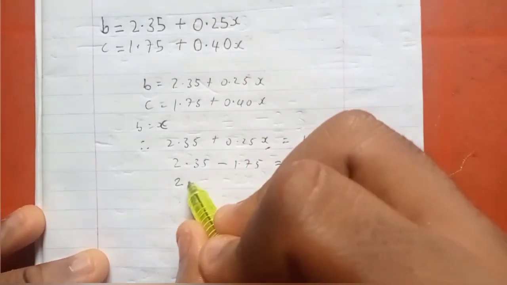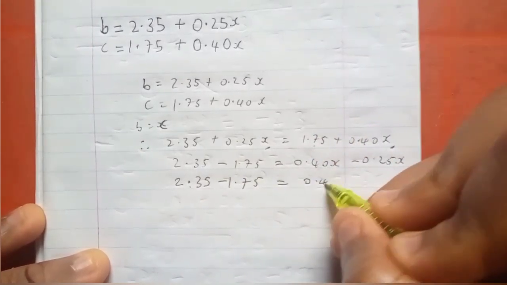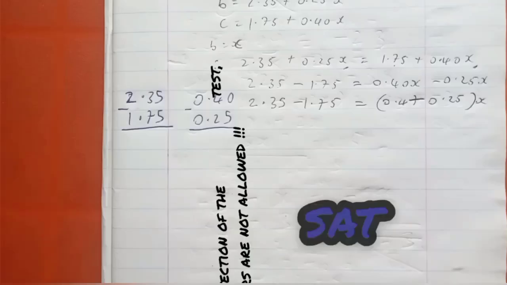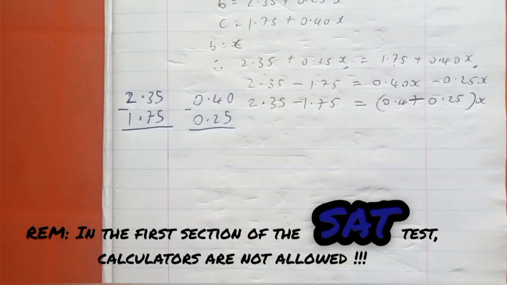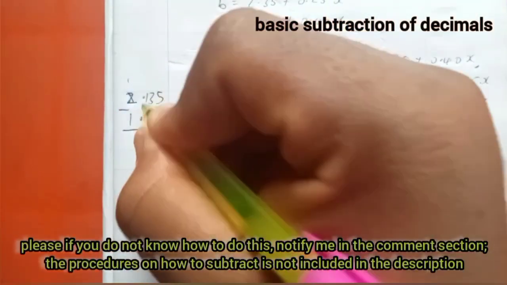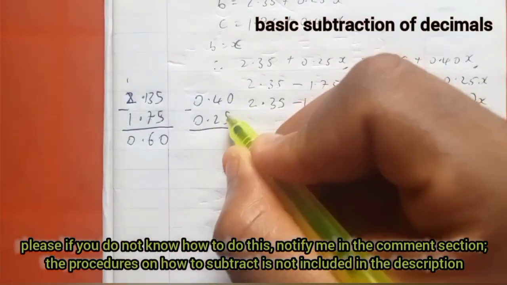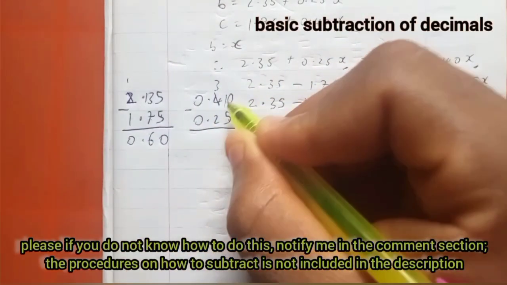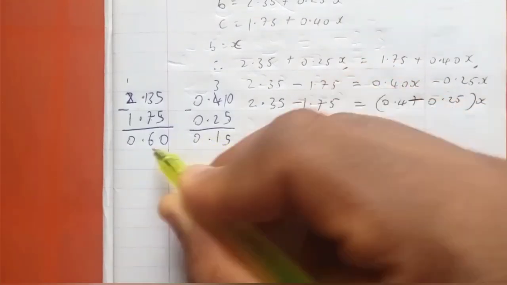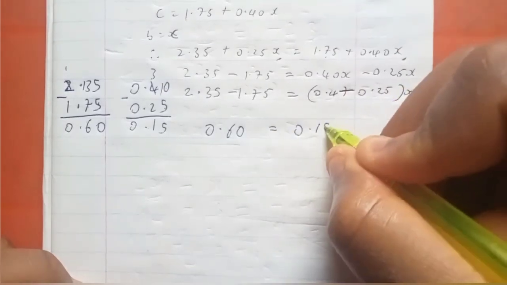This will be 2.35 minus 1.75 should be equal to 0.4 minus 0.25x. Remember that calculators are not allowed for this section of the SAT exam. So 5 minus 5, that is 0. 3 minus 7 cannot go, so we borrow 1 from here. 13 minus 7, that will be 6. 1 minus 1, that is 0, 0.6. 0 minus 5 cannot go, so we borrow 1 from here, that will be 3 here, 1 here, that's 10. 10 minus 5, that will be 5. 3 minus 2, that is 1. This will be 0.5 and 0.60. So we have 0.60 should be equal to 0.15x.